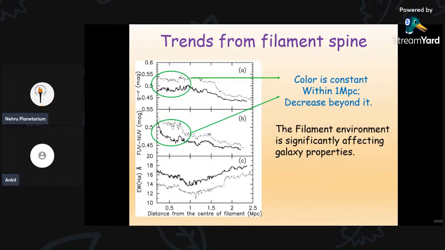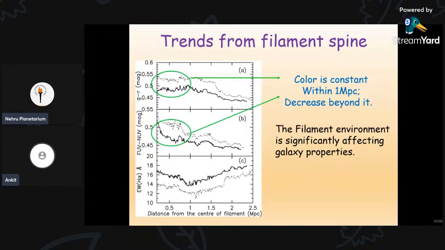So what we see here is that as you go towards the spine of the filament, the overall median galaxy color becomes redder. So galaxies which are closer to the spine of the filament, which is closer to the cylindrical axis of the filament, they are redder. That means they are producing fewer stars. So there are some external processes happening which are preventing the gas from cooling down and forming stars. Either the gas is blown away by something, or the gas supply is cut off. Why that happens is a question that can be answered in different studies. And that's what research has been going on.